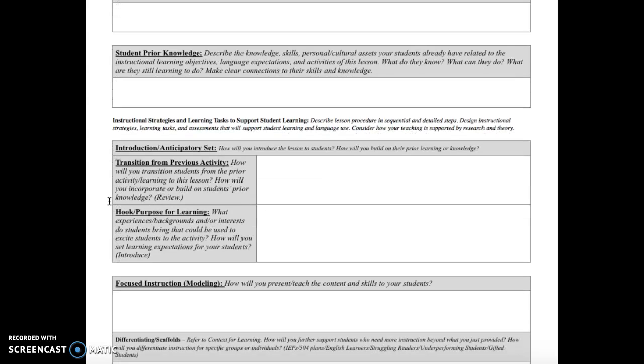So this is how you will transition students. So introduction, anticipatory set, and how you will get the students focused on the content. So we see hook here. I guess it's a form of entertainment. Get students interested and engaged, as that's mostly on the instructor because we don't want to be teaching something that students don't necessarily care about.